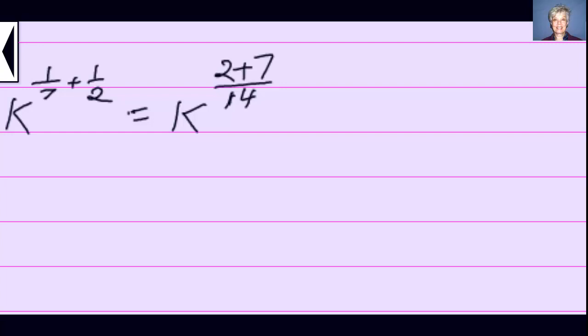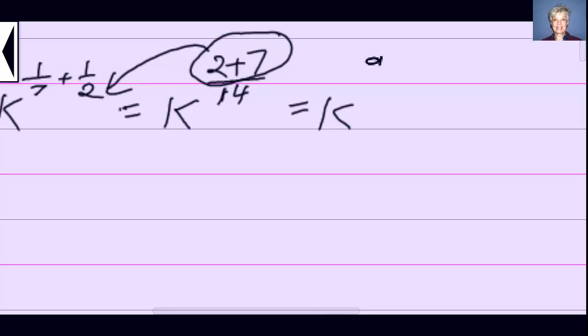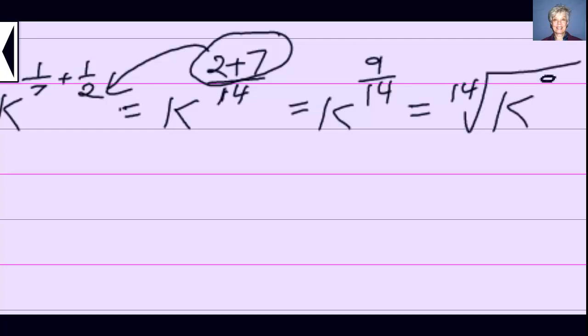Okay, notice that these are the denominators down there, because that's the way you do this. So we're going to have k to the 9/14 power, which, since we started with radicals, we have to end with radicals. The 14th root of k to the 9th power. And that's our answer.